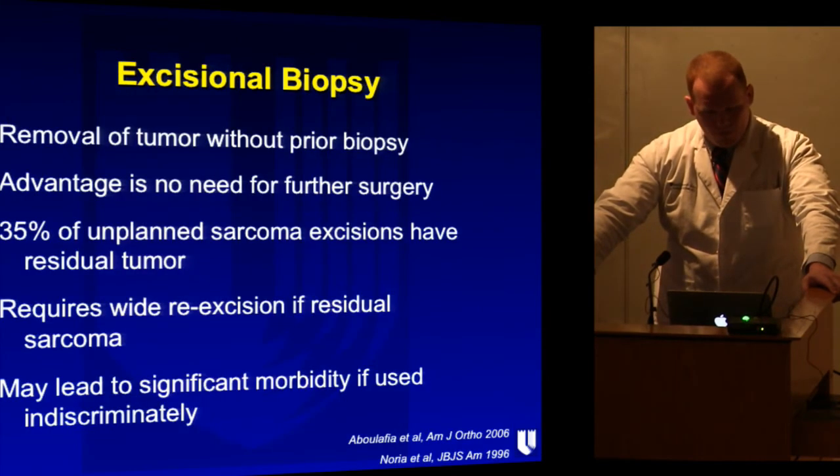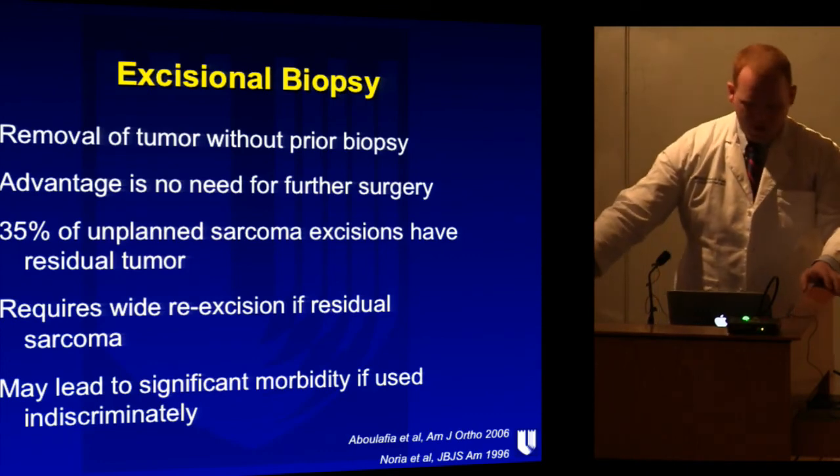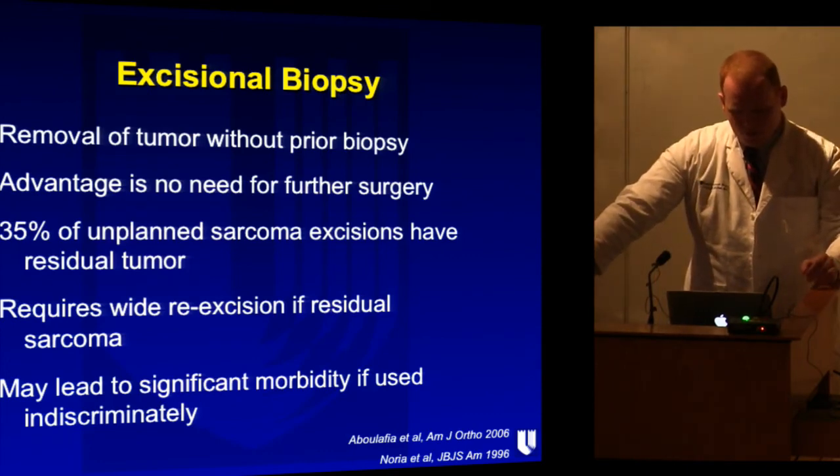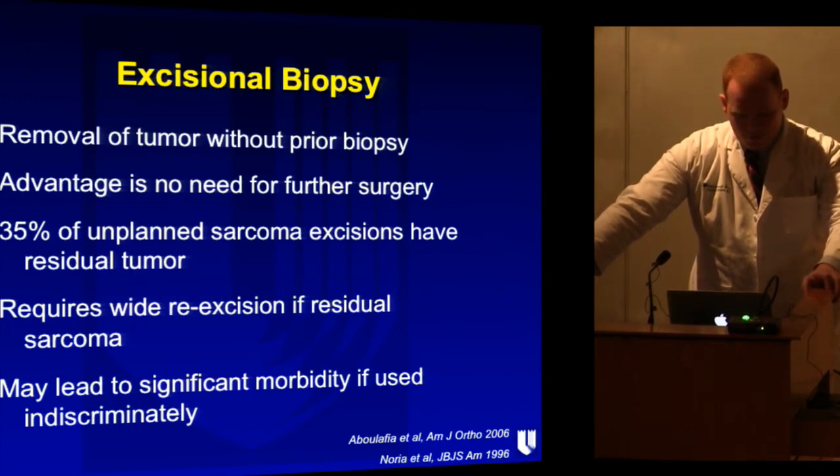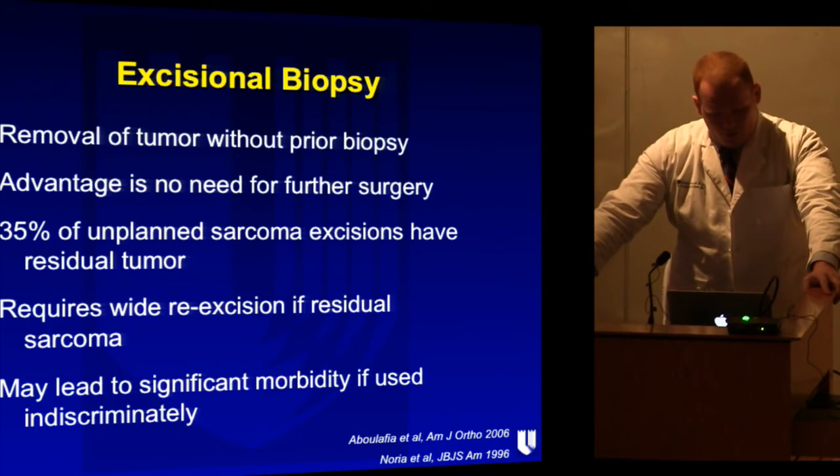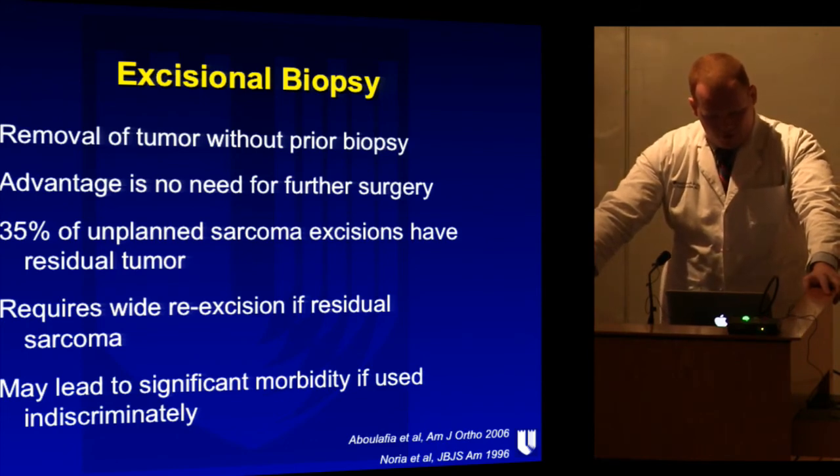extremity. Moving on to excisional biopsy, this is a second open technique where the tumor is removed completely without a prior incisional biopsy. The advantage of an excisional biopsy is one surgery completes operative treatment and no further surgery is necessary. The risk of this approach is leaving behind residual tumor. In fact, 35% of unplanned sarcoma excisions have residual tumor left after surgery, leading to a second surgery.